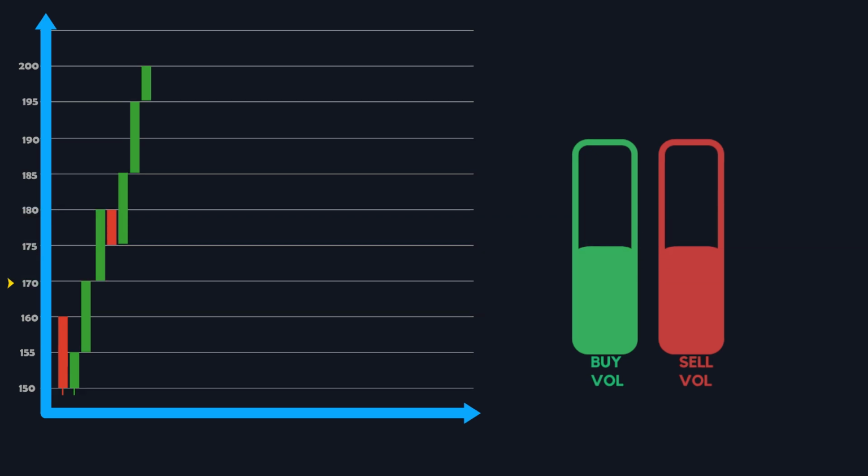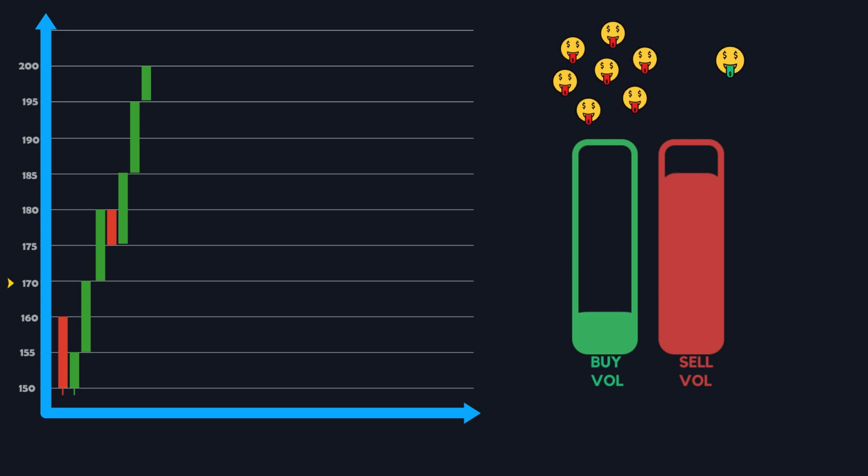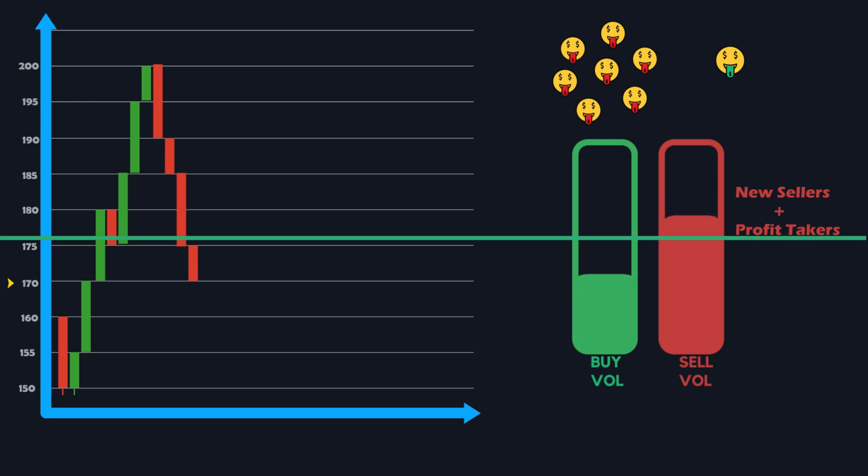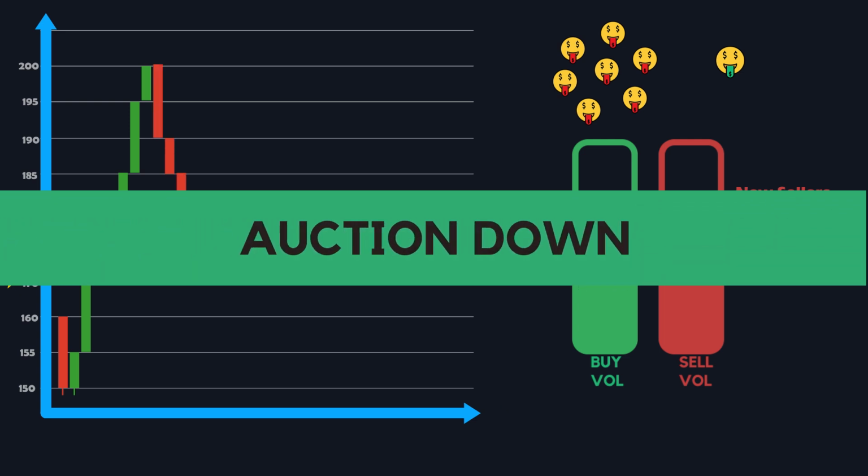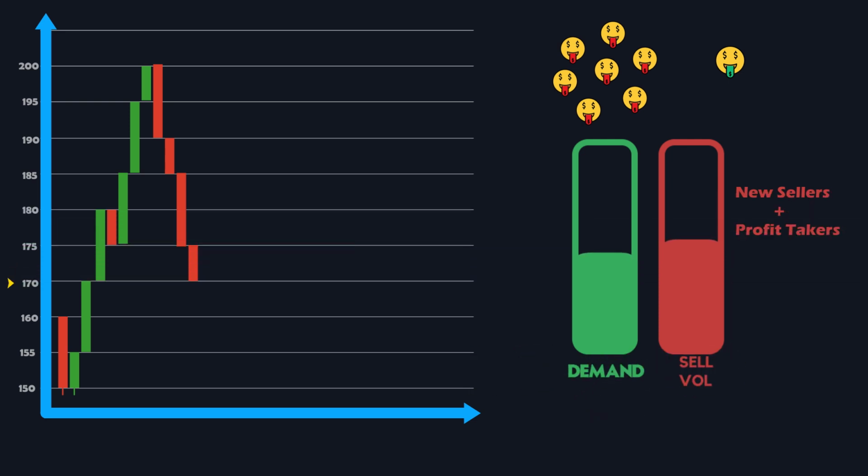When the market price goes high enough, the mentality of traders flips. The majority think that price is too high, and subsequently sell volume comes to the market as new sellers or profit takers. The price will fall. This process is called auction down. From this time onward, the buyer's volume is called demand, and the seller's volume is called supply.